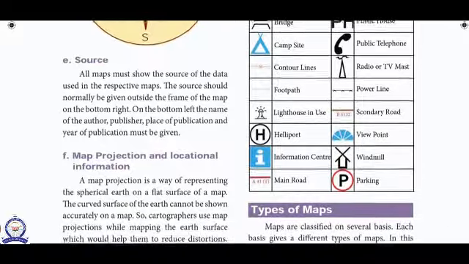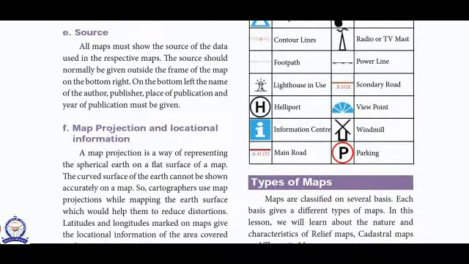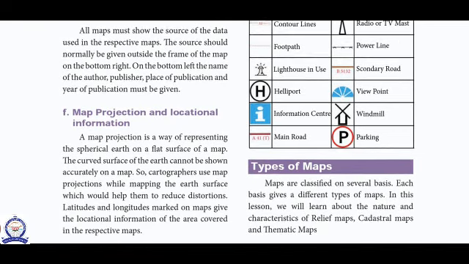The next one is source. All maps must show the source of the data under the representative maps. The source should normally be given outside of the frame of a map, on the bottom right or bottom left. The name of the author, publisher, place of publication and year of publication must be given.